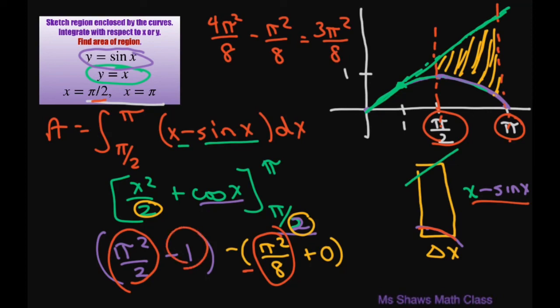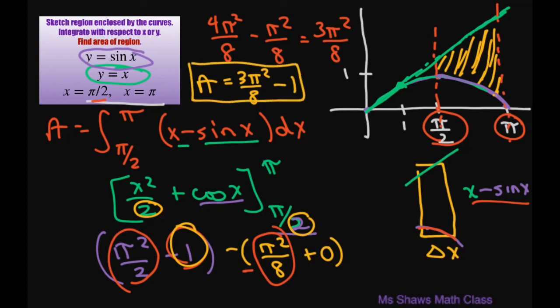So your final answer is going to be, your area is 3 pi squared divided by 8 minus your 1 here. And that's your final answer.